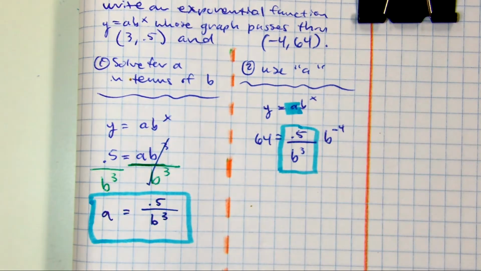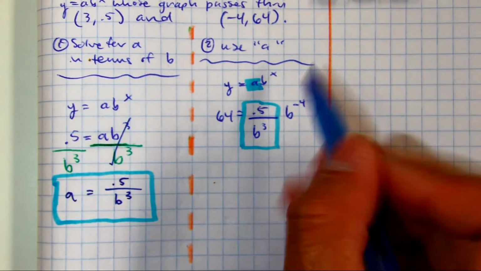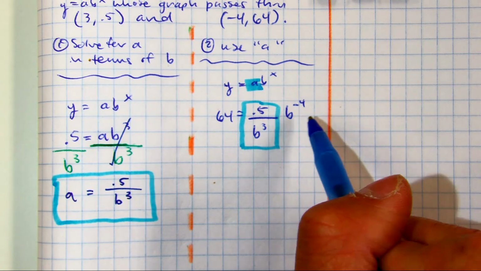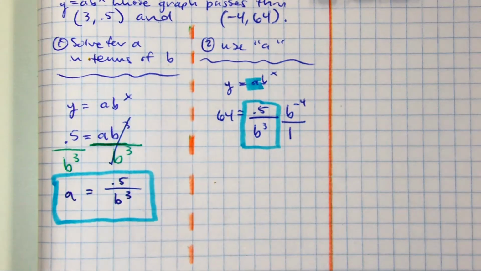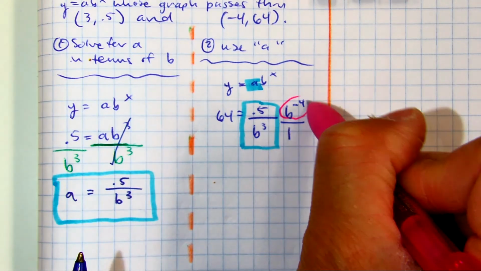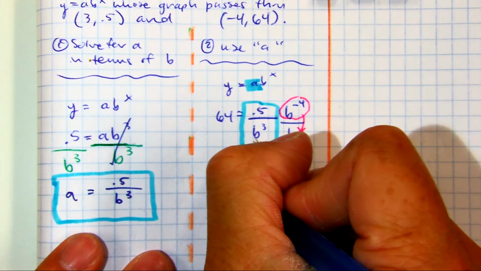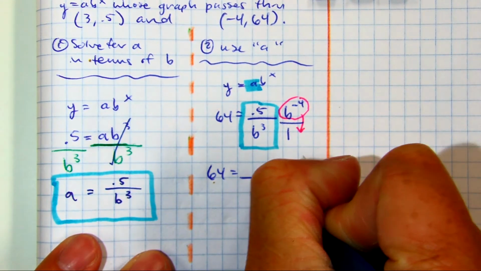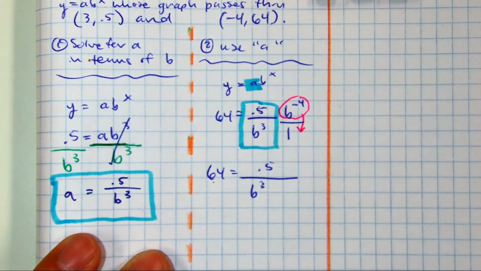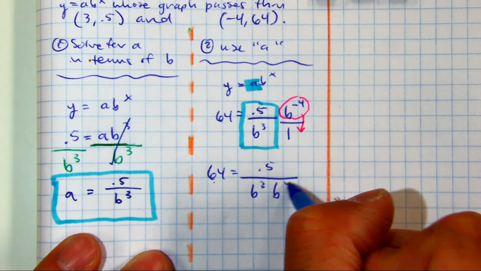Ooh. Negative exponents. Class, how do you make that a fraction? Where is B to the negative 4 going? It's going down. Now I'm going to have 64 equals 0.5 B to the third. But when it comes downstairs, what do you do? You take off the tag, so that's B to the fourth.